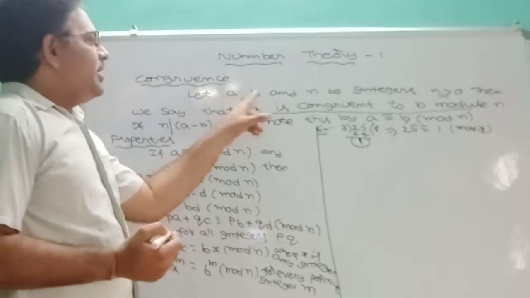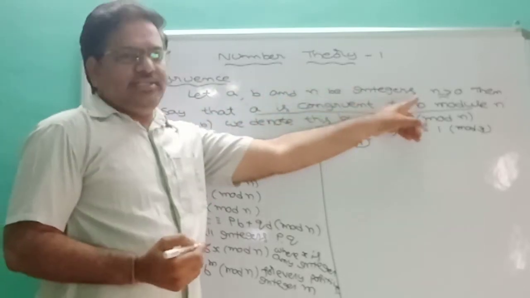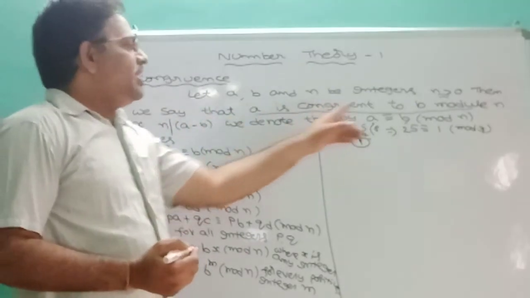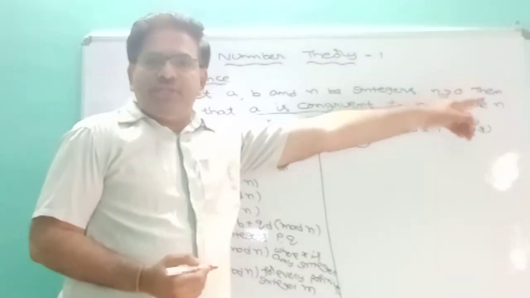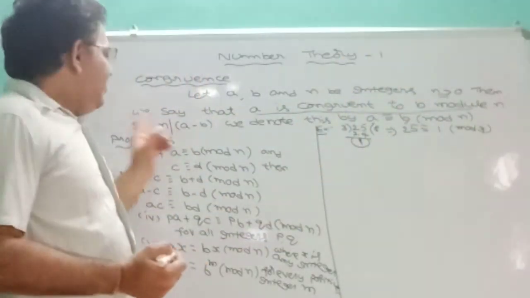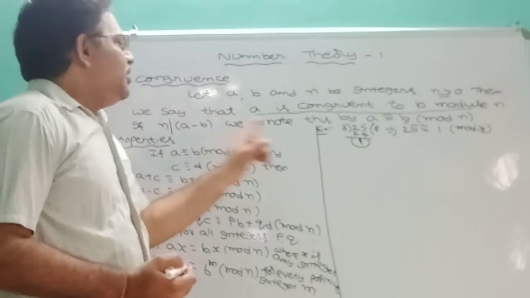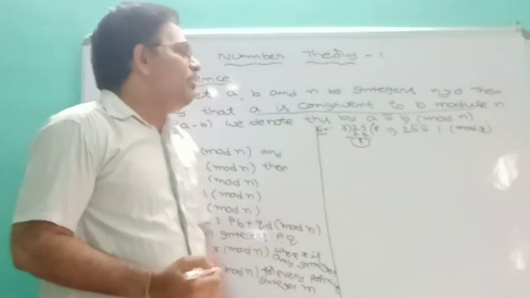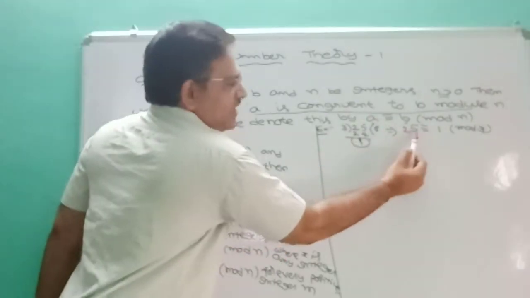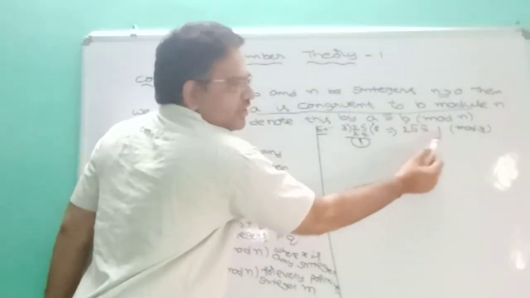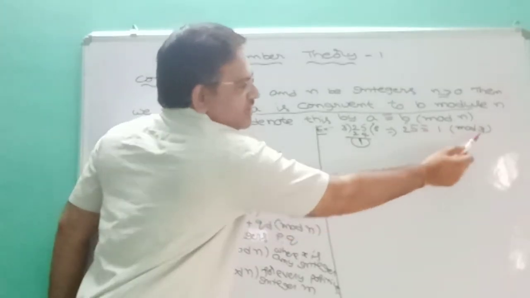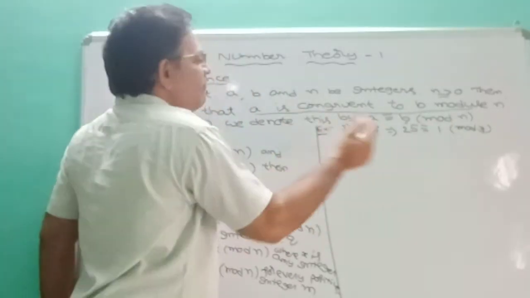Once again, a, b and n are integers, n is greater than 0. Then we say that a is congruent to b modulo n if n divides a minus b. We denote this by a is congruent to b mod n. What is the meaning? 25 minus 1 is 24, and 24 is exactly divisible by 3. This is the meaning of a congruence.